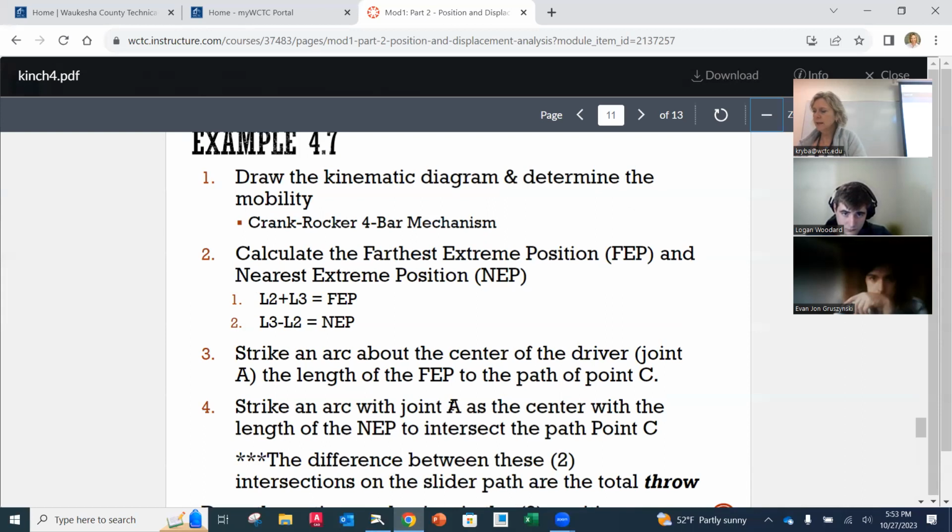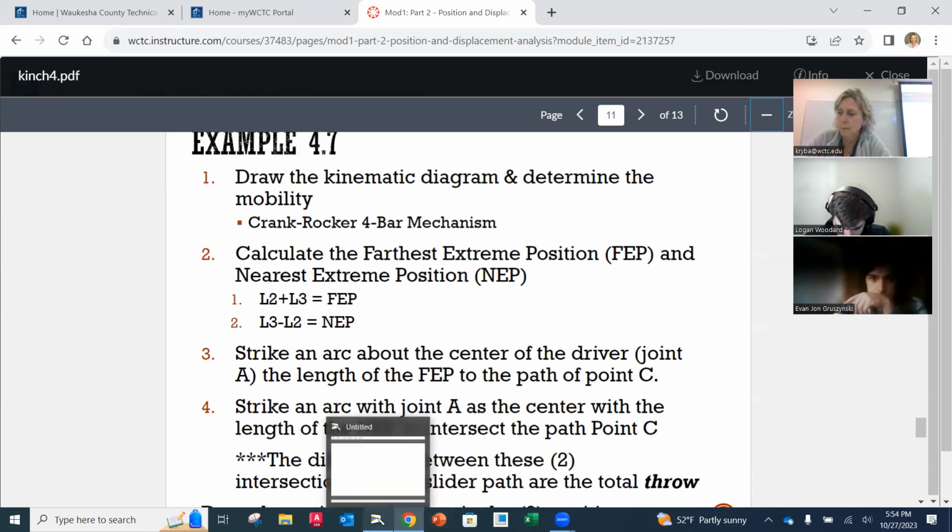4-7. 4-7 is the same type of limiting position problem, but this time it's going to be a crank rocker 4-bar mechanism. But the same equations are going to hold. It's just that when we cross a path, instead of it being a linear displacement, this is going to be an angular displacement because it's a rocker on the output. So let's look at the problem.